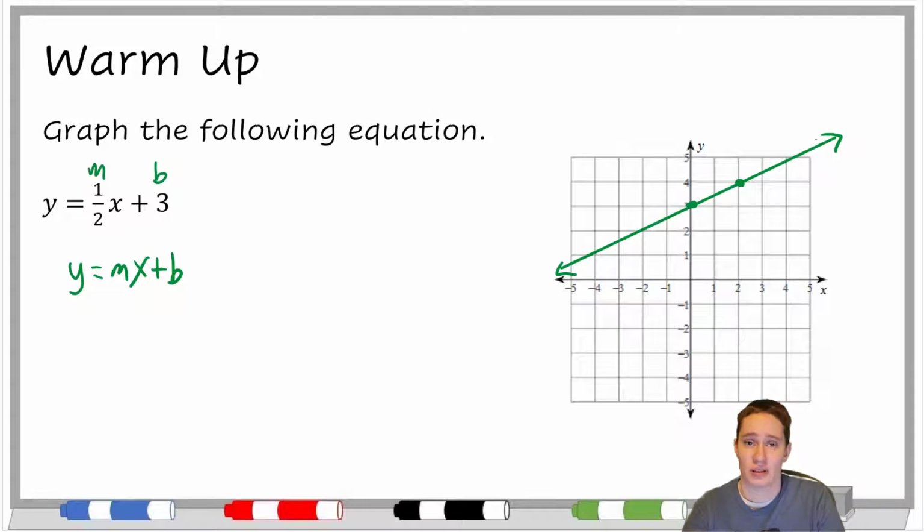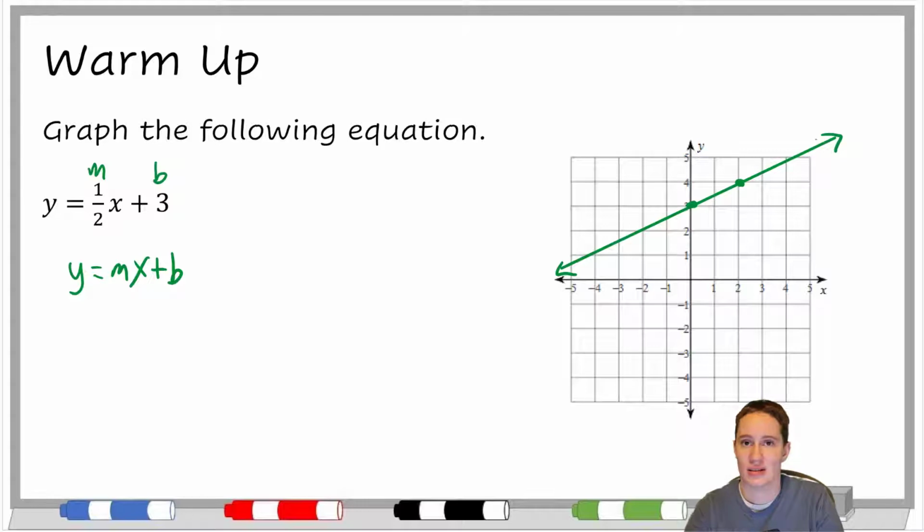Now, really quickly, what is this line even showing us? This line is showing us the collection of points that give us solutions to the equation we started with. So if we pick out a point on this line and plug it into y equals 1/2 x plus 3 for x and y, what we should get is a true statement.